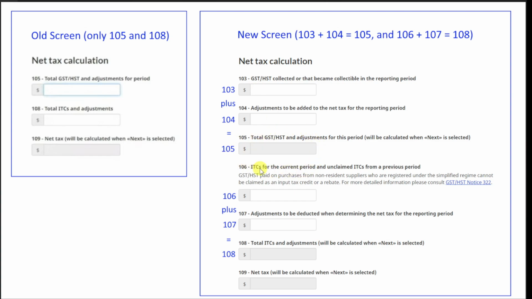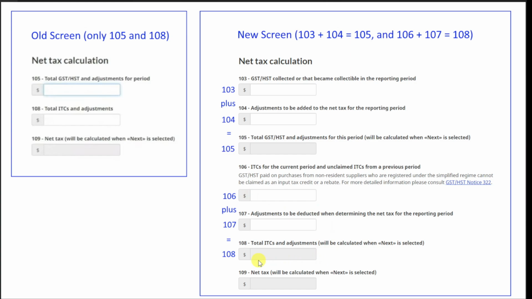That is the GST/HST you paid on your business expenses and purchases. Before, we just put the total of line 106, the ITCs, plus 107, any adjustments, into box 108. If you had no adjustments, you would simply be putting the ITCs directly into box 108. Now you just need to put it in box 106, and it will automatically add it to 108 for you.